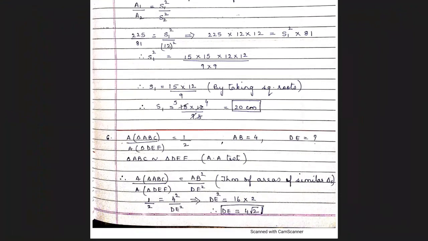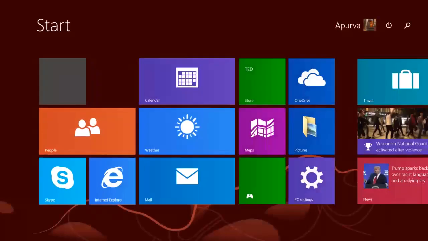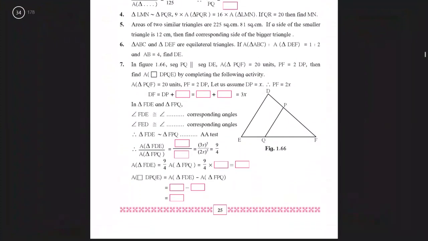Area of triangle ABC upon area of triangle DEF is given to you as 1/2. Now, this is equal to AB square by DE square according to the theorem of areas of similar triangles. You are given AB as 4, you have to find DE. So, half is equal to 4 square upon DE square, cross multiply. DE square is 16 into 2, therefore DE is equal to root 16 into 2, which is 4 root 2. Okay, so that's question number 6. Now, question number 7 is an activity based question. Okay, I'll show you how to solve it.